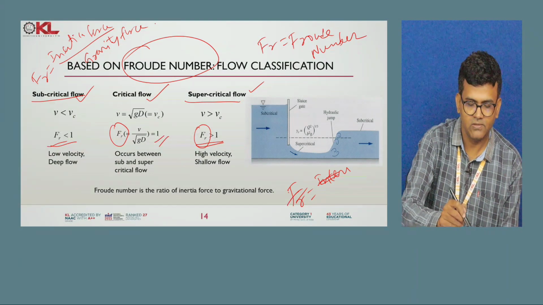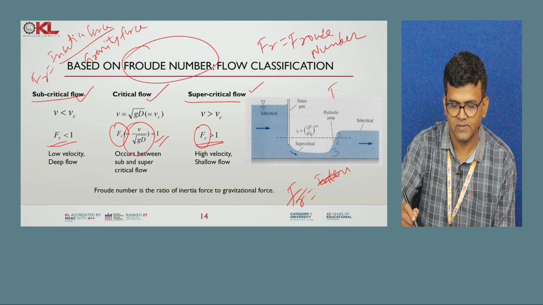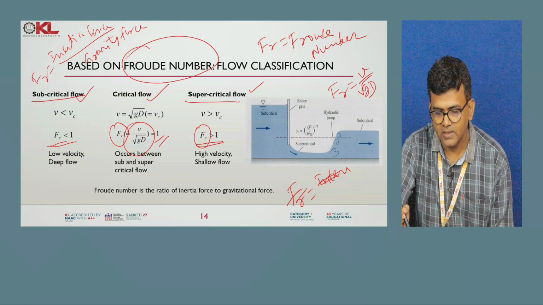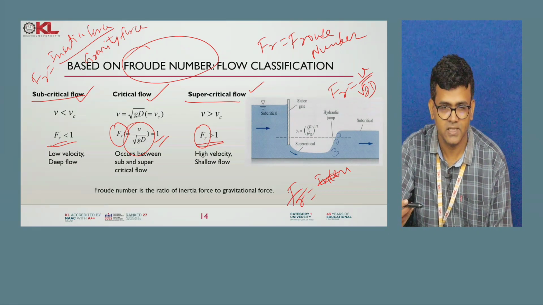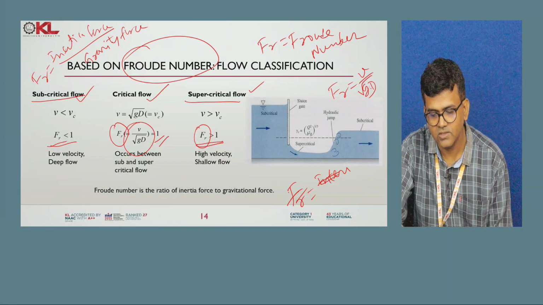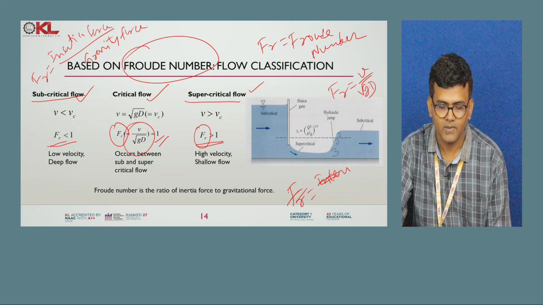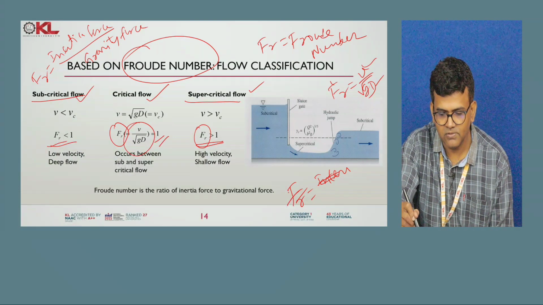So Fr is equal to V upon under root GD. V is the flow velocity, D is the diameter of pipe you can take in the case of pipe flow, and in case of the open channel flow, D can be taken as the hydraulic depth. So if you know the velocity and D, you can compute the Fr.